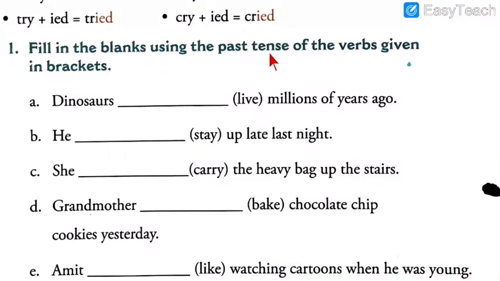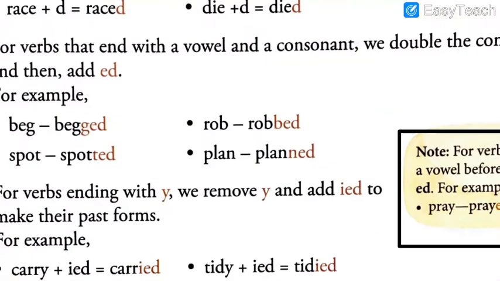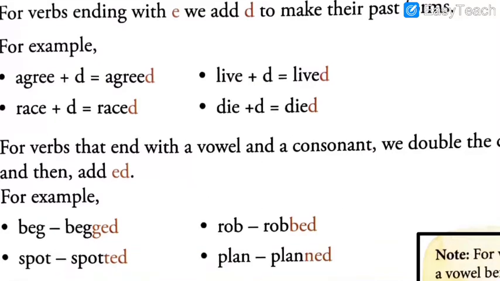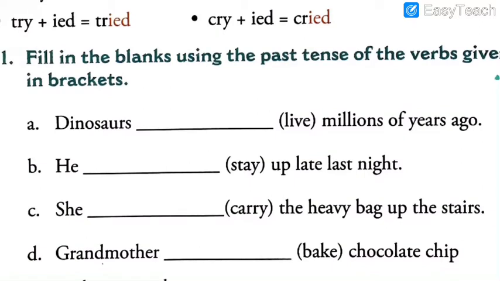Fill in the blanks using the past tense of the verbs given in the brackets. Dinosaurs ___ millions of years ago. Live. Now what do we have to do if the verb is ending with E? If the verb is ending with E, we have to just add D. So live will become lived. L-I-V-E-D, lived. We have just added D because this verb was ending with E.